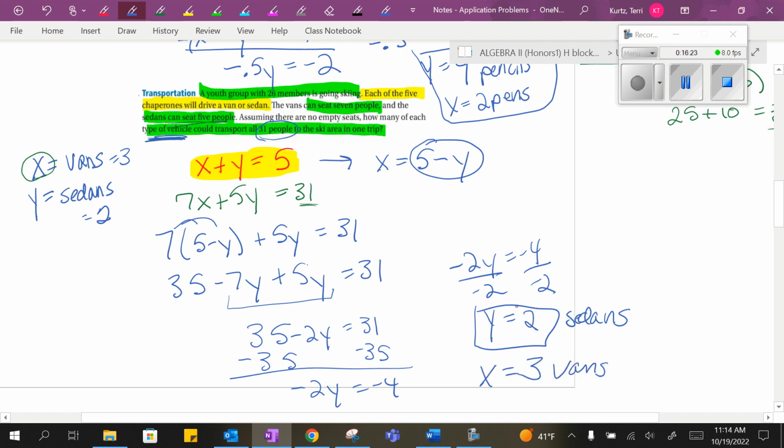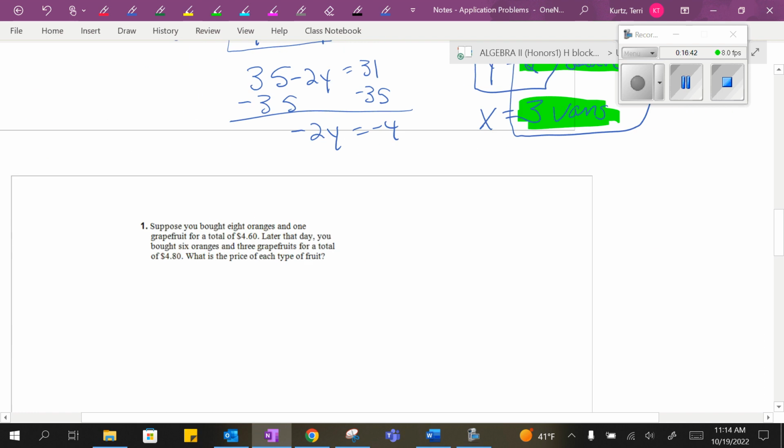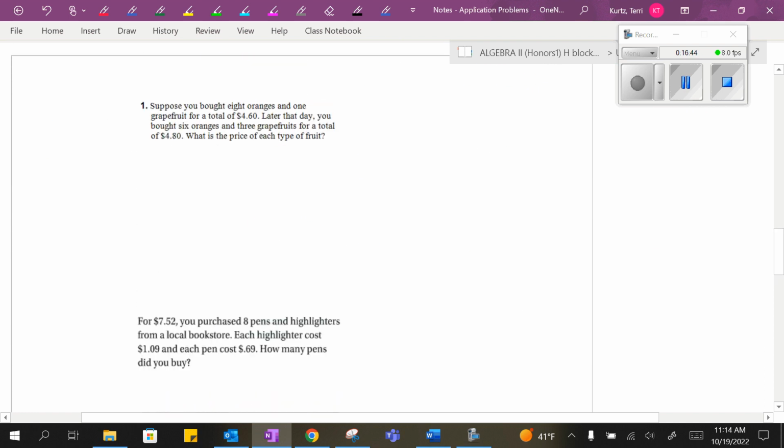Okay? This would be kind of a typical problem you guys might do when you're trying to get rides to some event or something you guys are planning to do with your friends. So there we go. 2 sedans and 3 vans. Okay. All right, let's try a couple more problems here.